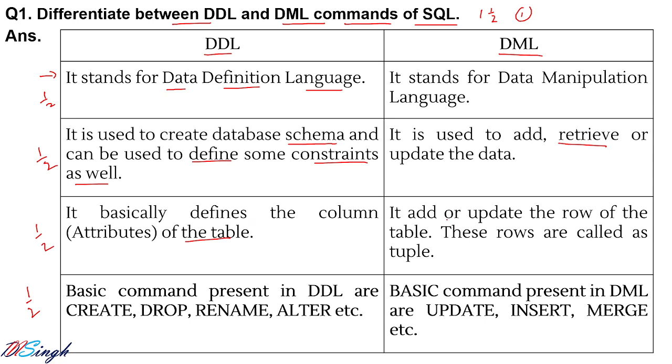But DML commands add or update the rows of the table. These rows are called tuples. I already explained it to you in the DBMS SQL videos. These rows are also called tuples and records, and columns are called fields and attributes. Some examples of DDL commands are create, drop, rename and alter. The basic commands in DML are update, insert, okay, select, and one more command, that is delete. So these 4 commands are very important, you have to keep them in mind.